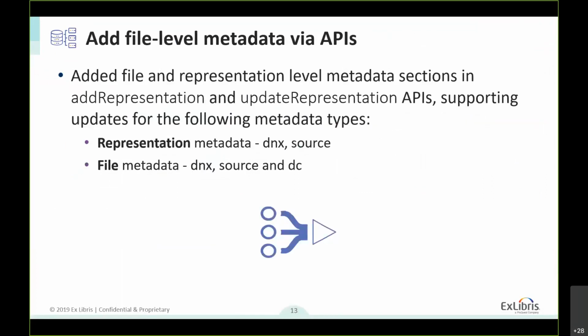And another feature which came through Israel Archives and several other institutions: while adding a new representation, they would like the capability of adding the file metadata using the same API. Up to now that wasn't possible. You couldn't add file level metadata while adding a new representation, and of course, if you have a bundle which does include file level metadata, that is desirable. And that is now possible. So you can add the different levels of metadata, which you can see here, both for representation and for file level metadata, using the add representation or update representation APIs.